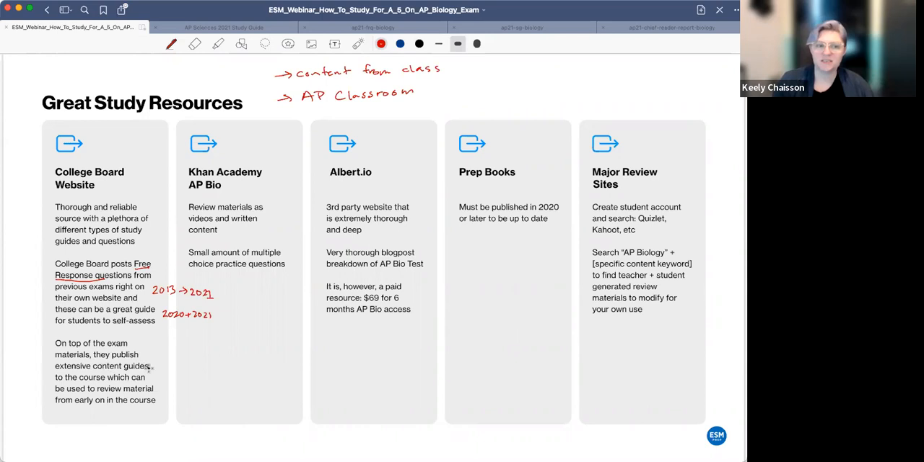But in addition to the exam materials, they publish extensive content guides to the course, which can be used to review material from early on in the course or from the course as a whole. They list out every single standard and piece of knowledge that they expect you to have going into this test. And that's incredibly valuable for knowing, what am I going to be tested on? What am I not going to be tested on? This should be incredibly clear. It's not a teacher who's not going to be straightforward about what's important.